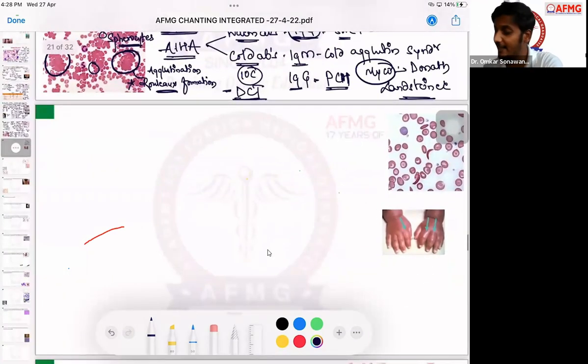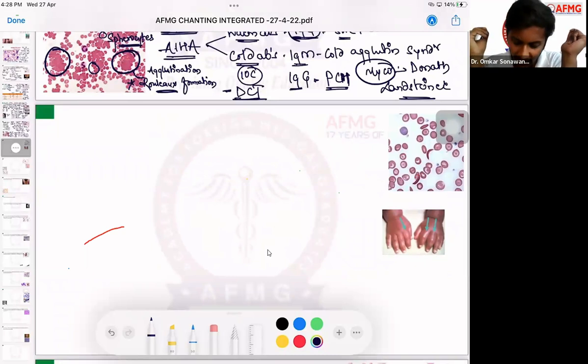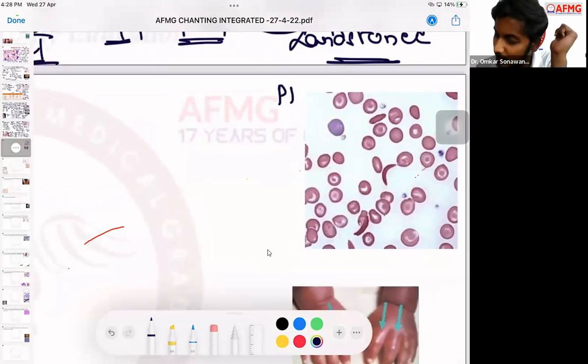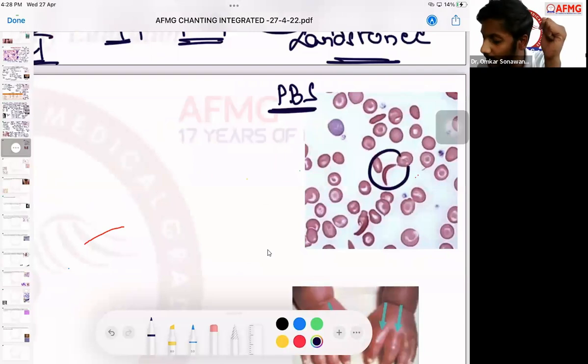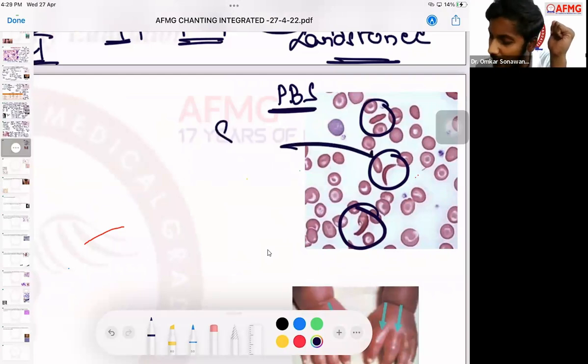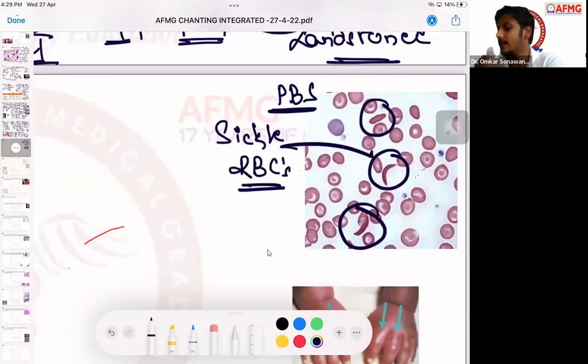Okay. Next, if I talk about this condition, here also we are talking about a hemolytic anemia. Again, a genetic condition having something like this picture on a peripheral blood smear. Half moon shaped or crescent shaped RBCs are called the sickle RBCs or the sickle cells in this patient.